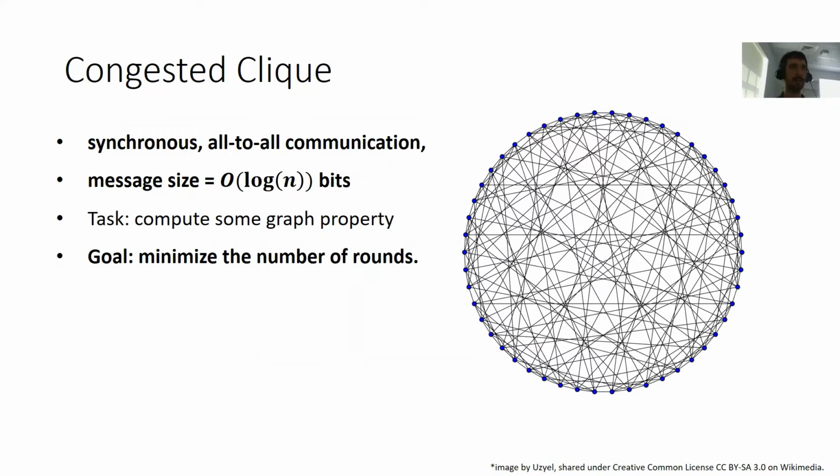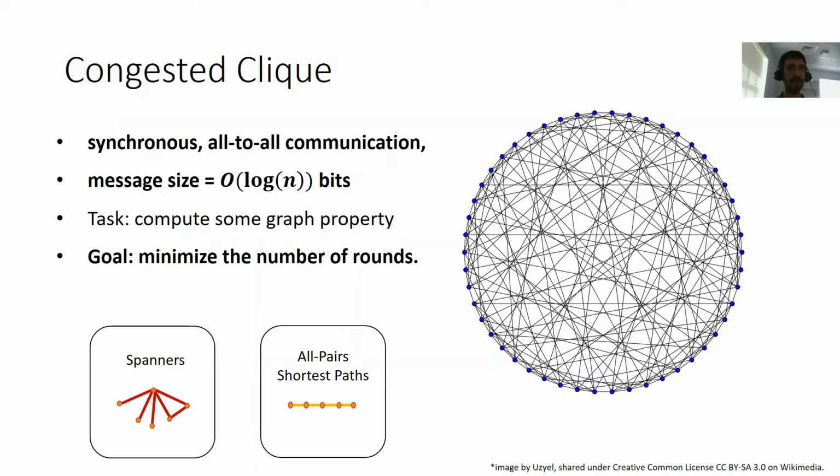So what is the congested clique? It's a synchronous communication model in which we have n nodes. Every node may talk to every other node up to log n bits in each round. Their task is to solve some graph property, which in this work is spanners and all pairs shortest path. And their goal is to do so in a minimum number of rounds.